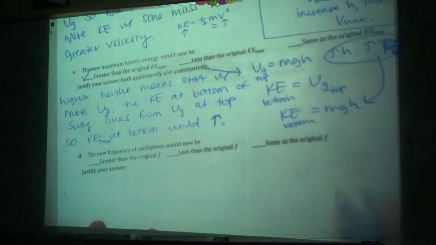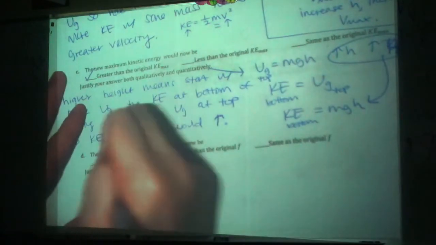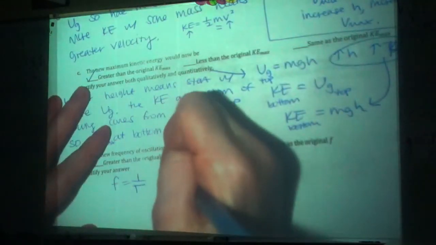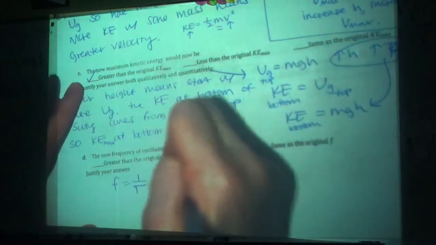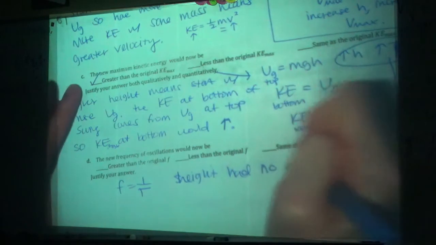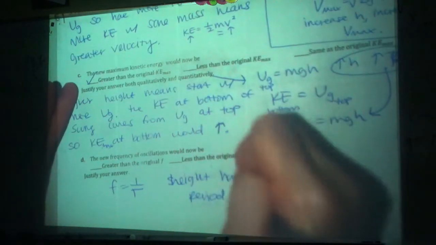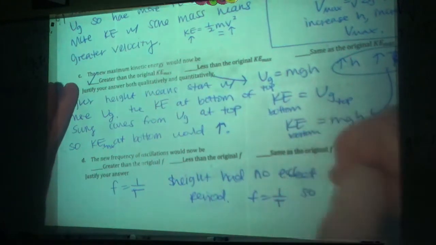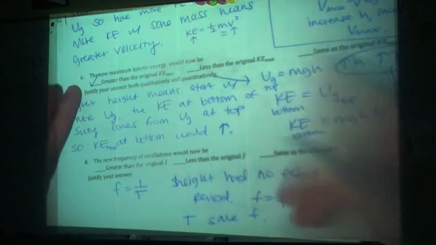And your frequency of oscillations, so frequency is 1 over the period. We said the period would stay the same, so the height that we're changing had no effect on the period, and frequency is 1 over the period, so if you have the same T, you'll have the same f, same as the original f.